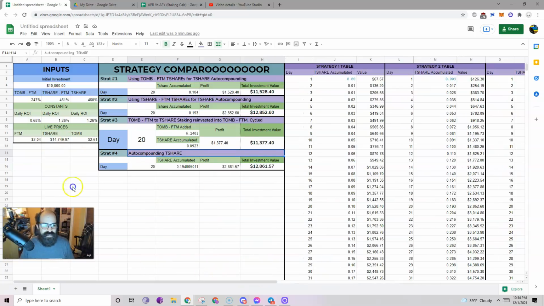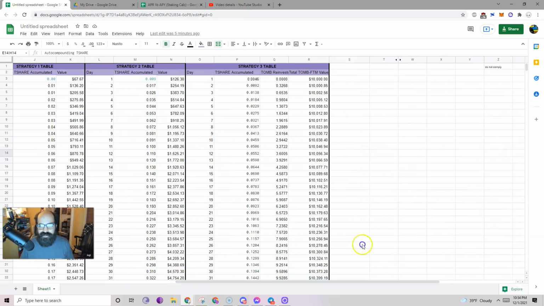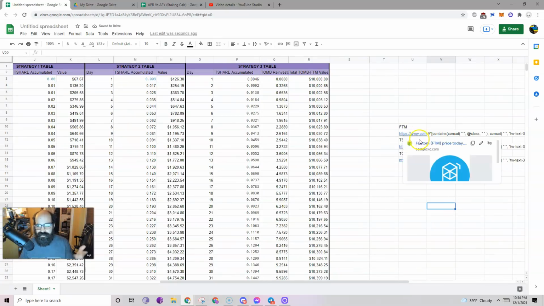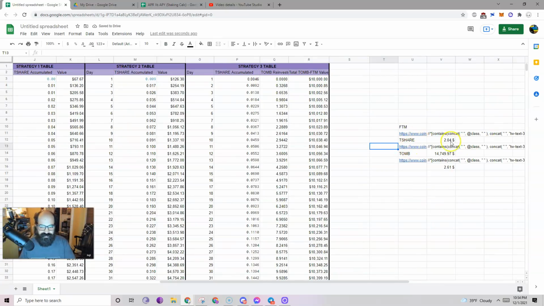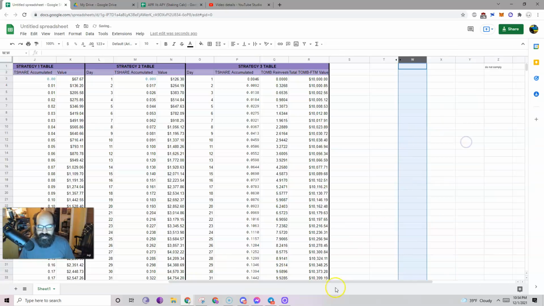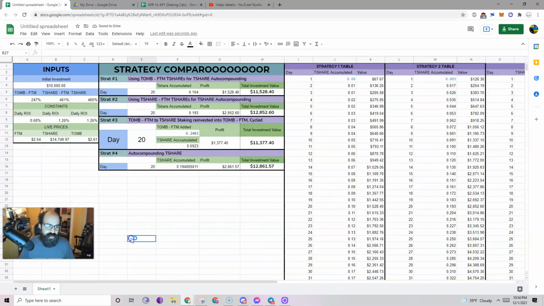I'm pulling these live prices using a scraping script over here. I got this from someone else. It's a really cool thing you can do.